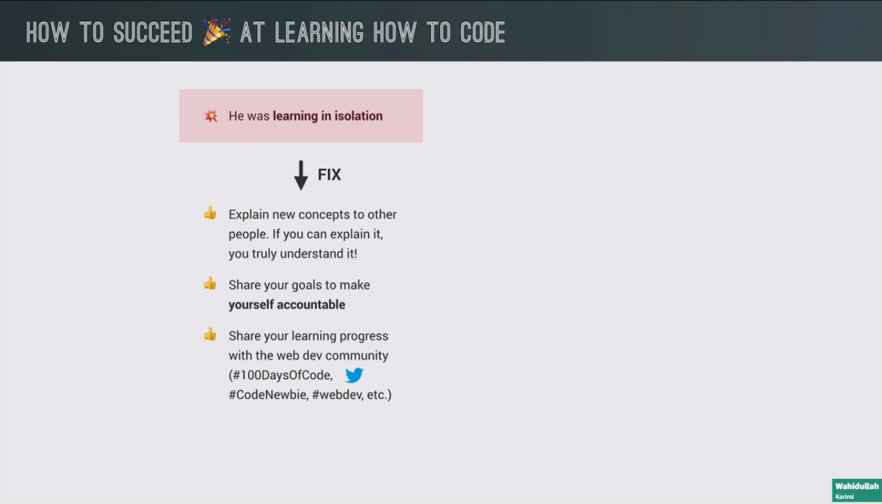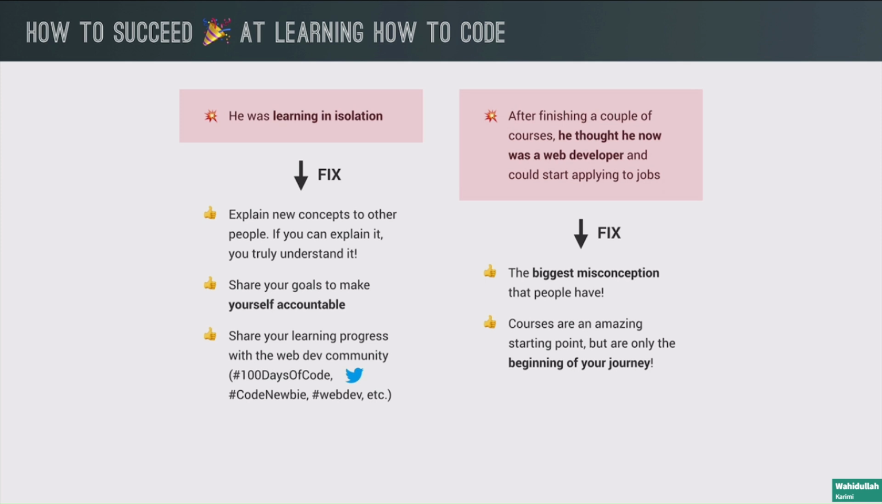And finally, the absolute biggest mistake that John made was that after he went through a couple of web development courses, he thought that he was now a web developer ready to take a job. Now, this is probably the biggest misconception that people have. Just take a couple of courses and you're done. But no, that is just not how it works. So I'm sorry to bring you the bad news, but courses like this one can only take you so far. They will give you an amazing foundation, of course, but they're just the beginning of your journey. You need everything else that we just talked about in this lecture in order to become a successful web developer.